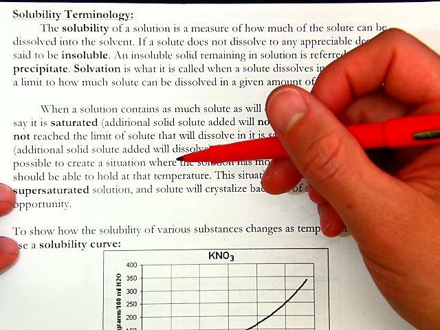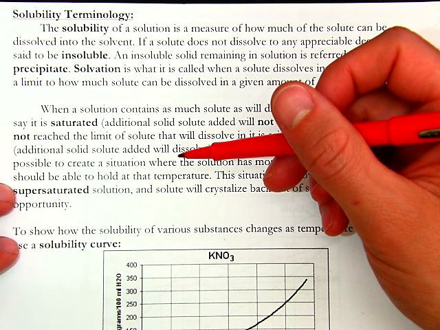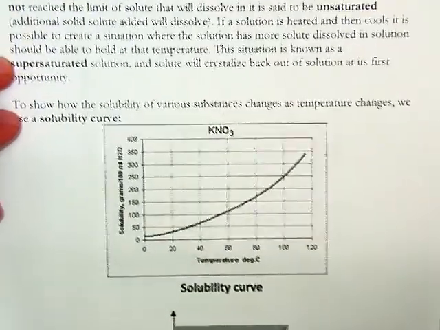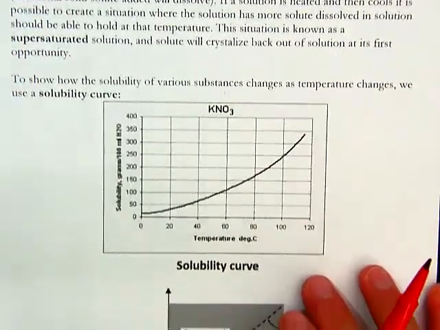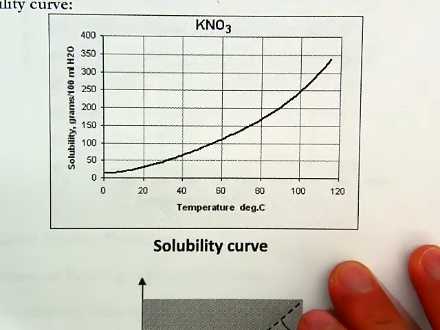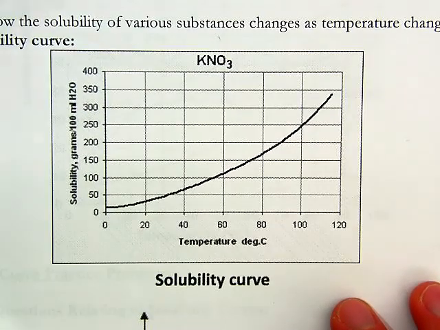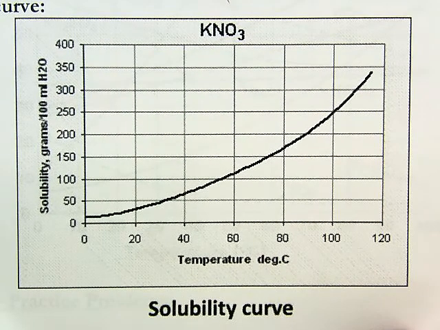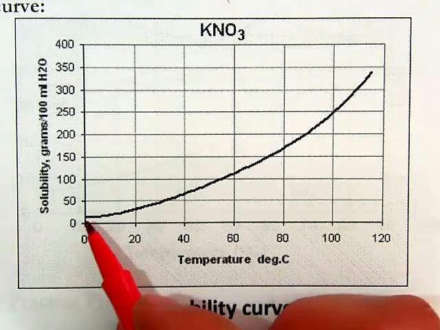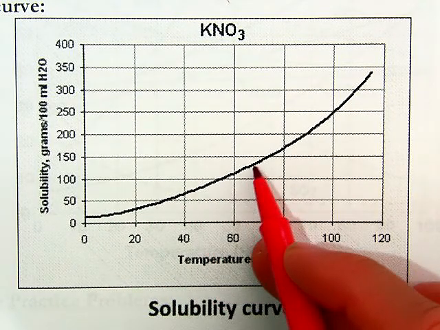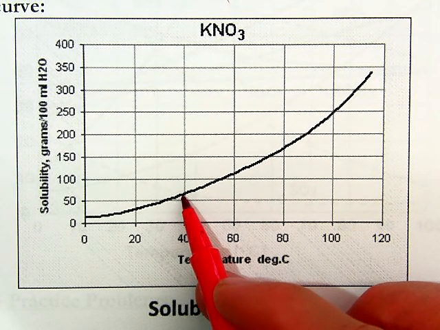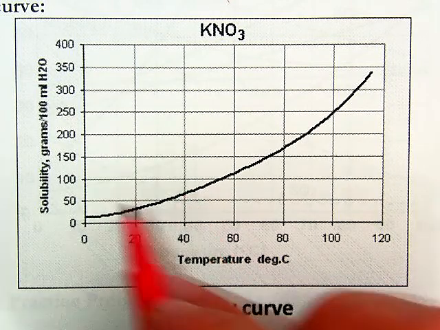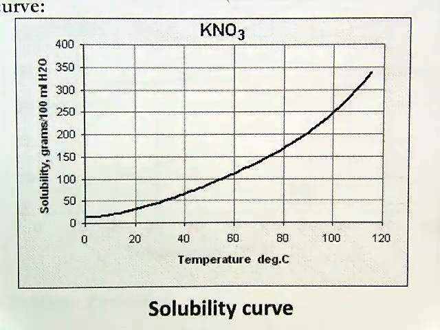That is what is plotted on a solubility curve graph. So I'm just going to have one solubility curve here, for one substance, potassium nitrate, KNO3. Now this line represents the saturation point, meaning if you are on this line, that's the maximum amount of KNO3 that you can dissolve in 100 grams of water at that temperature.